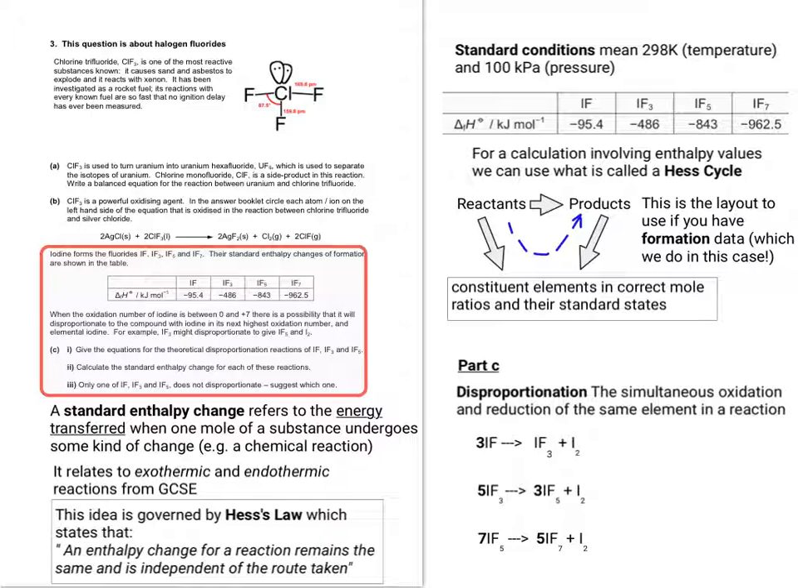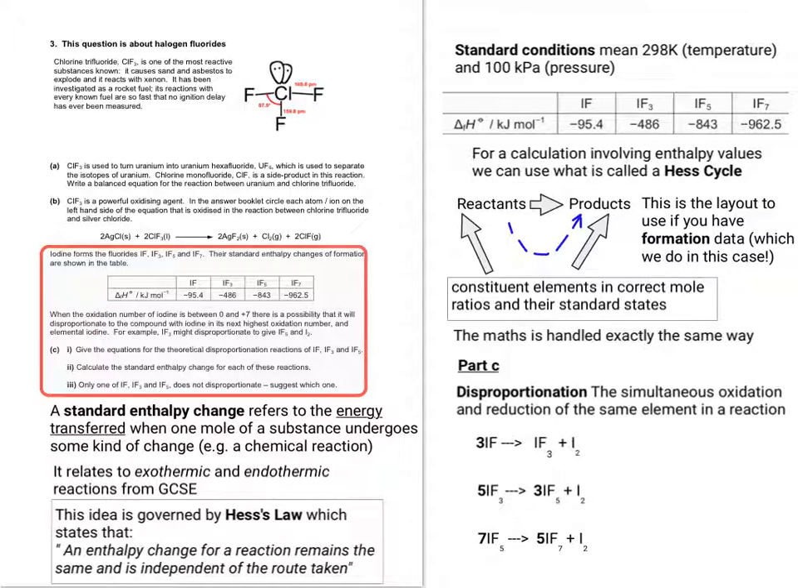So let's imagine that you had formation data, which we do in this case. The layout is slightly different. You'll notice that the arrows point from elements to reactants and products this time round because of the definition of standard enthalpy of formation that we talked about a bit earlier. And the mathematics is handled exactly the same way.